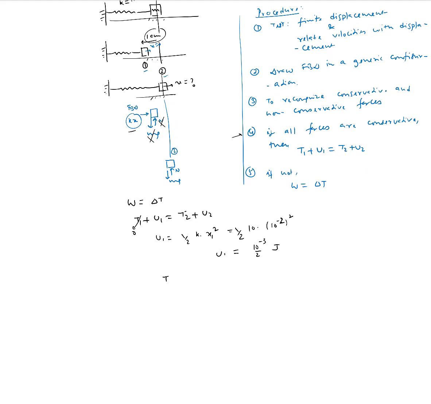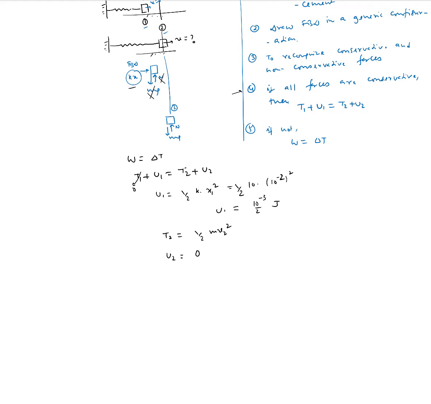What is T2 in position 2? We don't know that. We'll call it 1/2 mv2 squared if the speed is v2. And what's U2? U2 in position 2 is 0 because we have reached the unstretched position, right? So essentially what we're saying is that initial mechanical energy was composed of only potential energy U1. That was the initial mechanical energy, and all of it was converted into the kinetic energy in position 2. So all we have to do is equate those two.